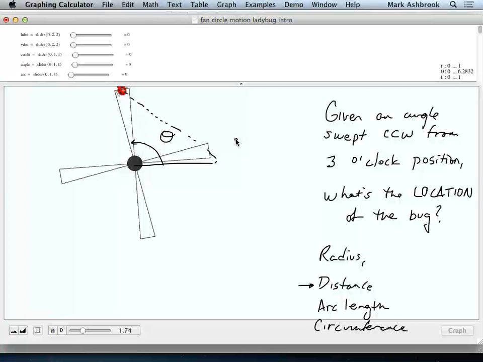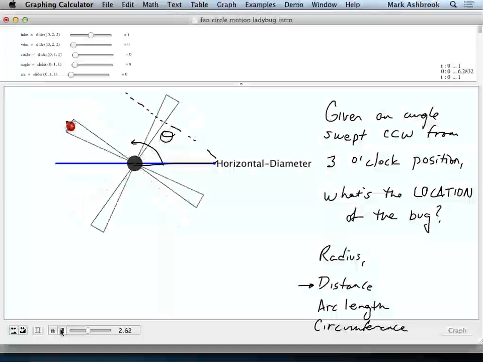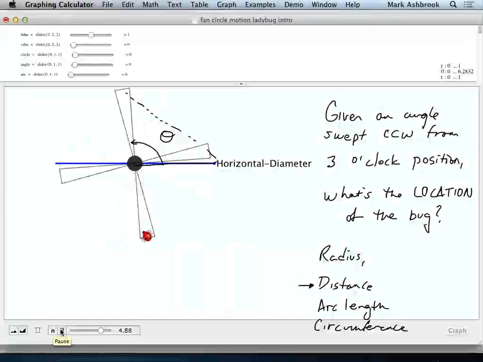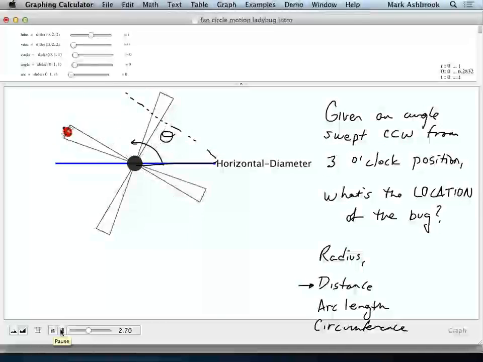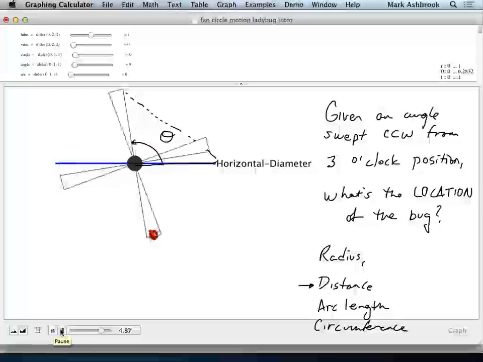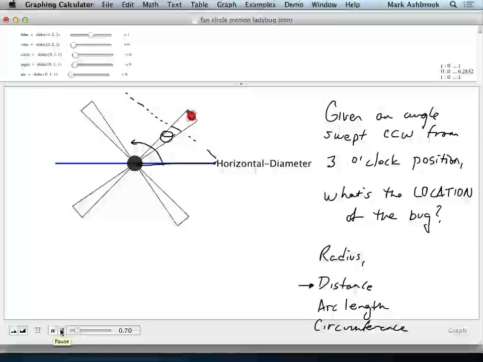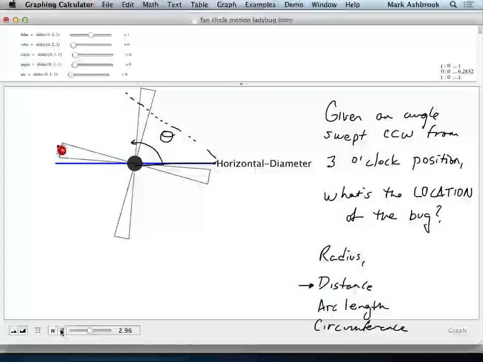Distance from the origin. What's this distance from? Distance from the center of the circle. That'll always be the radius, won't it? So look, we want to talk about this thing called the horizontal diameter of the fan. To start with, this is the horizontal diameter of the fan. So in tracking its location, what could we measure relative to the horizontal diameter?